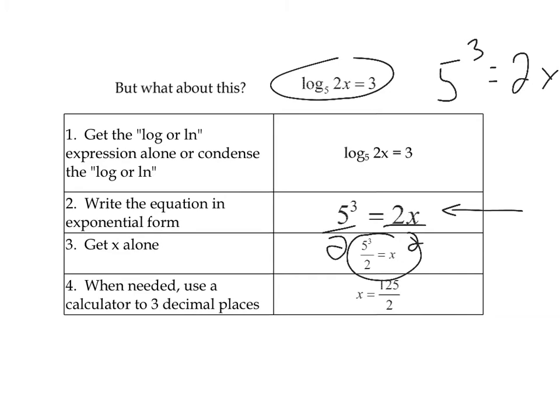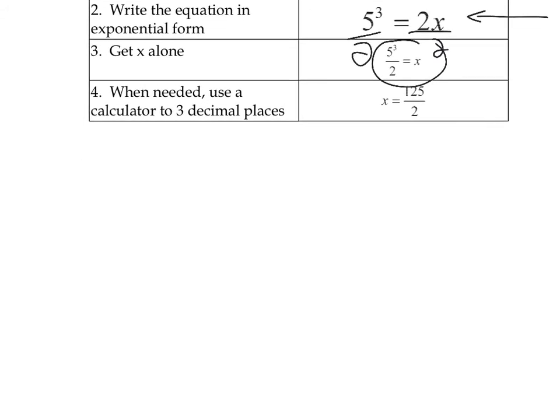You could also, I prefer fractions, but as a decimal, this will be 62 and 5/10. Okay, so when needed, use 3 decimal places. In this case, it's 62 and 5/10. So let's take a look and do one problem together.